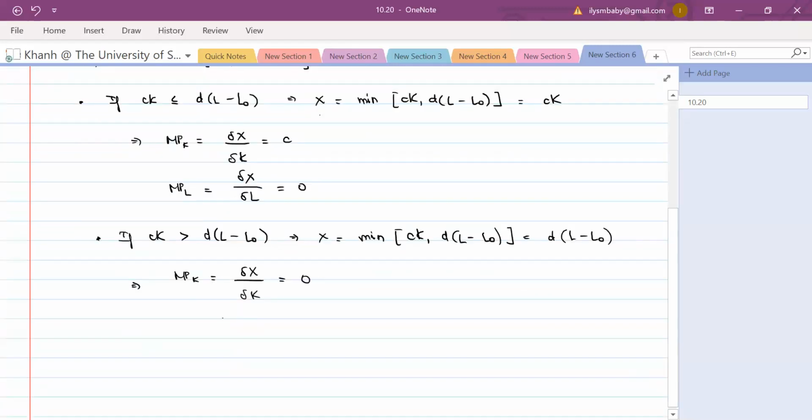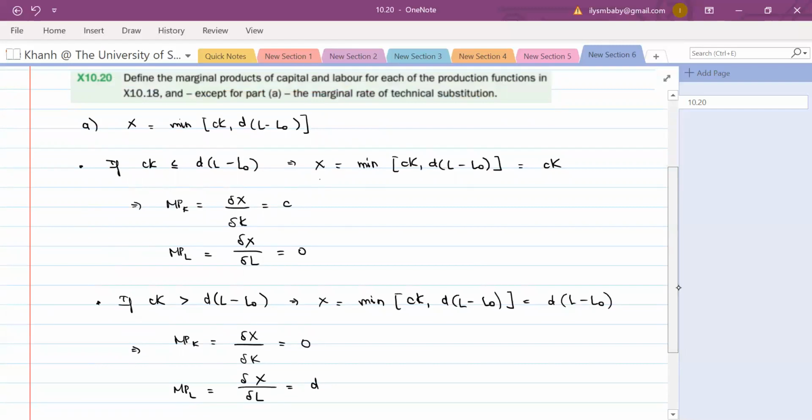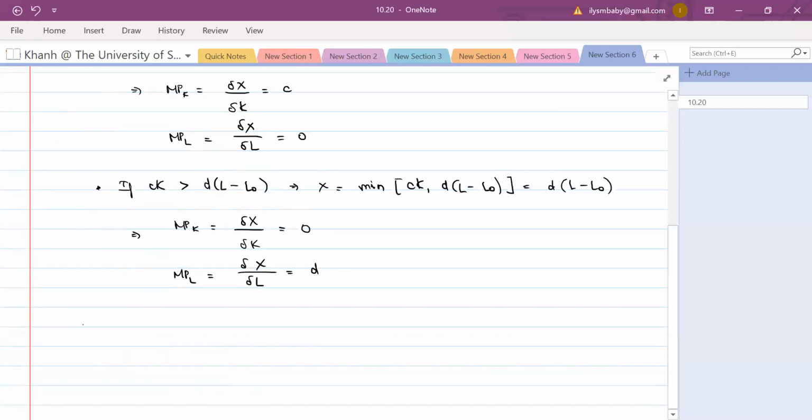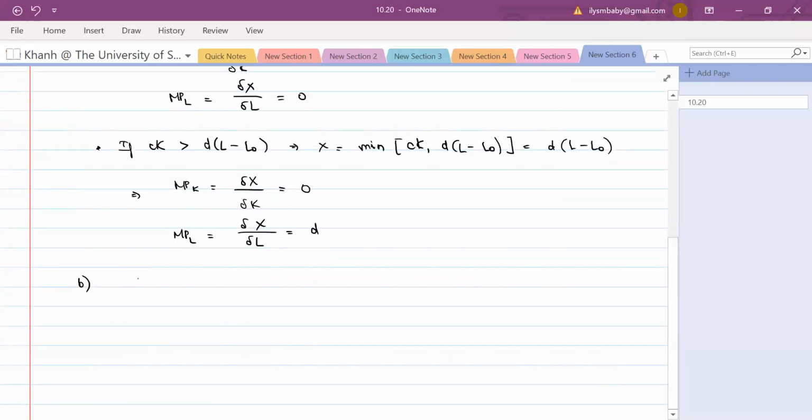And to find the marginal product of labor, you just differentiate with respect to labor, and that is going to give you D. Remember, L0 is just a constant, so that will disappear when you differentiate. All right, so that is the marginal products of labor and capital for the first production function. Now we go into the next production function, where x equal to sK plus tL. This is the perfect substitute production function.